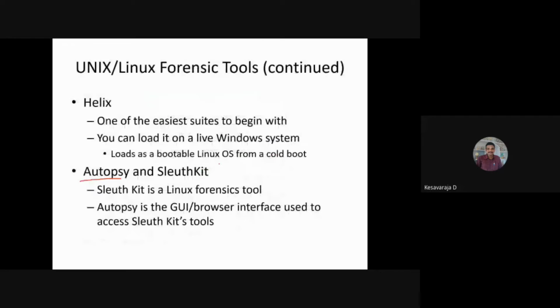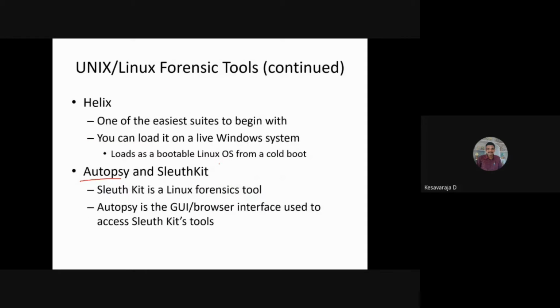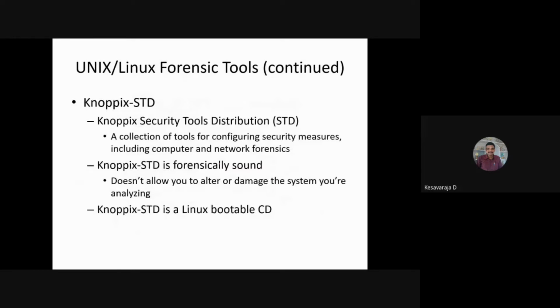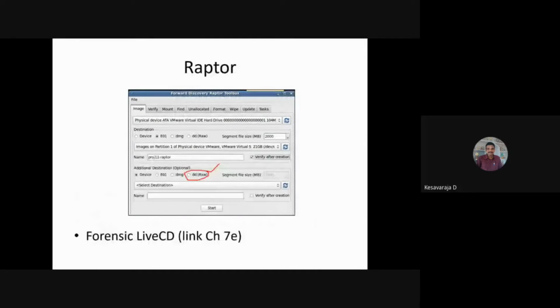I'm repeating again. Unix and Linux forensics tools: the first and basic hex viewer, which is called Smart. Second one, Helix, is a bootable live CD, a cold boot for Windows. Then Autopsy is an excellent forensics tool. Then Knoppix is a live Linux comprising a collection of security tools. Backtrack, which is combined with Autopsy, is in forensics boot mode too. Raptor is another live forensic CD.